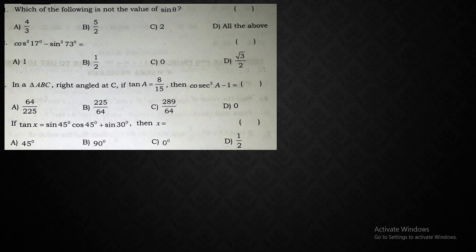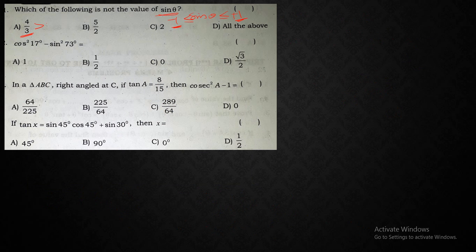Next, moving on to one more question. Which of the following is not a value of sine theta? Sine theta always lies in between minus 1 and plus 1. So the value of sine theta always lies in between minus 1 and plus 1. So the minimum value is minus 1, the maximum value is plus 1. Now 4 by 3.